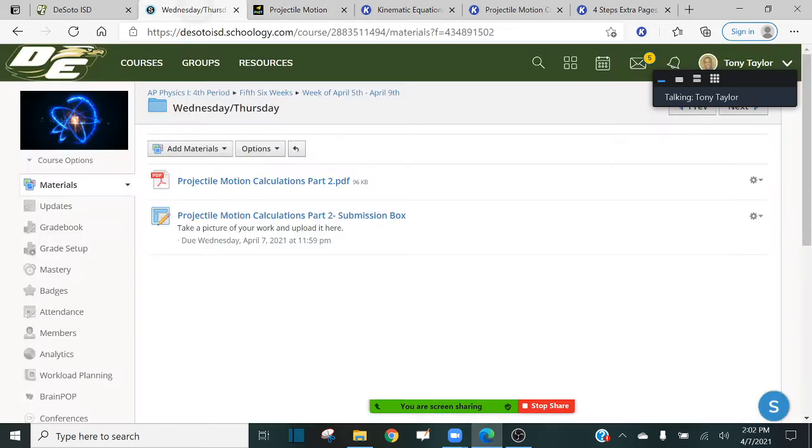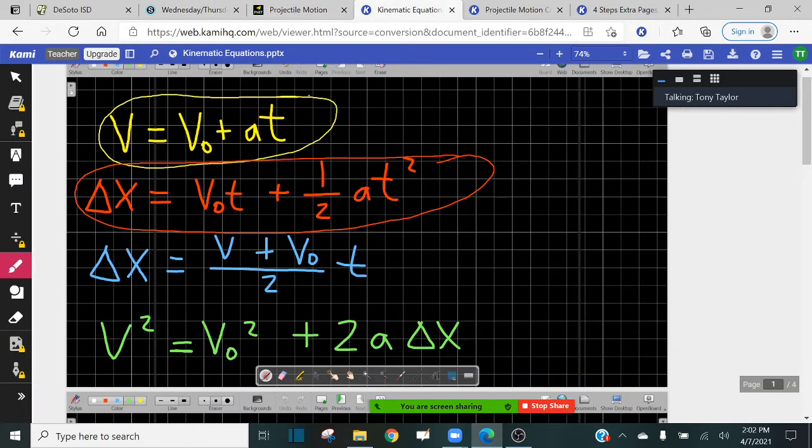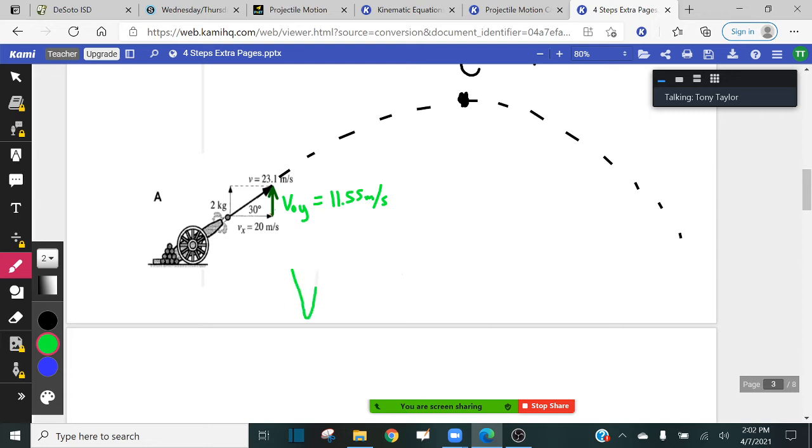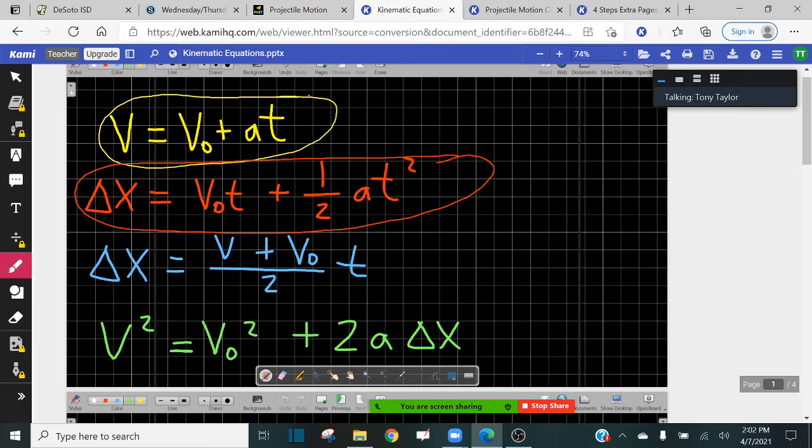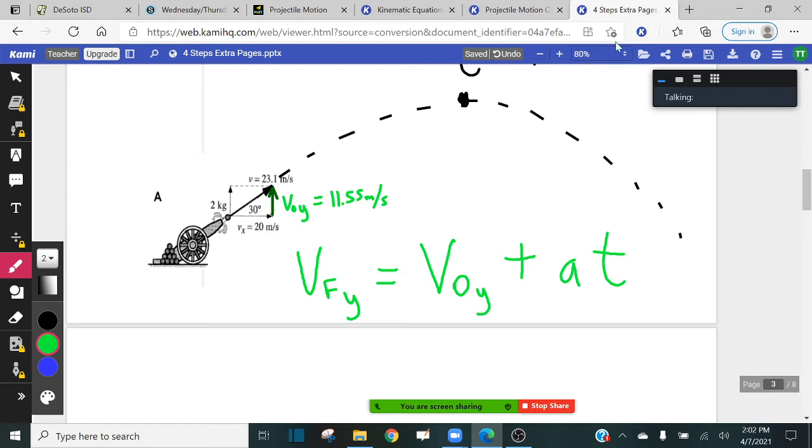This equation here says final velocity. So basically, final velocity in the y direction is equal to initial velocity in the y direction plus acceleration multiplied by time. Again, I just took this equation here and rewrote it, but I'm solely focusing on the y direction.